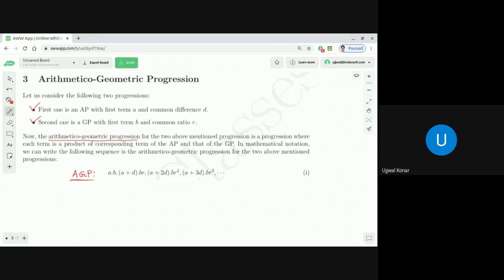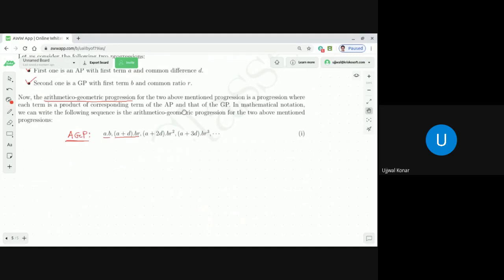So then A plus D into BR, that is the second term. A into B is the first term, A plus B in the second term. So if there is any confusion, what is that arithmetic progression? Arithmetic progression based on that statement with first term A and common difference D, it is A plus D, correct or not, dear students?